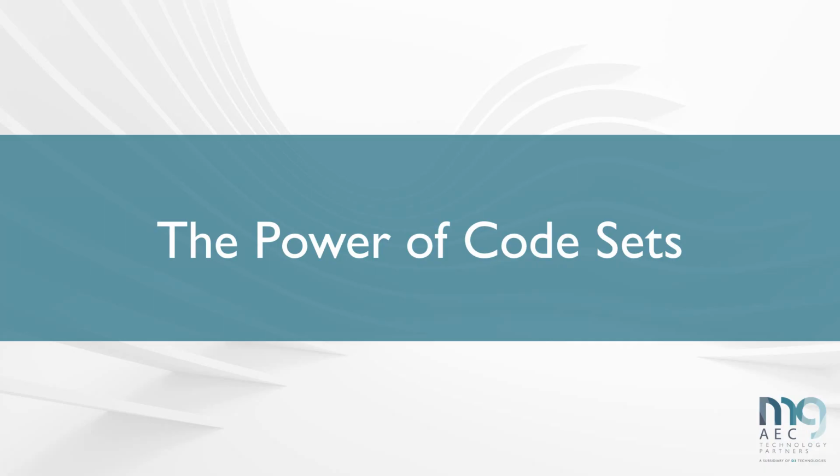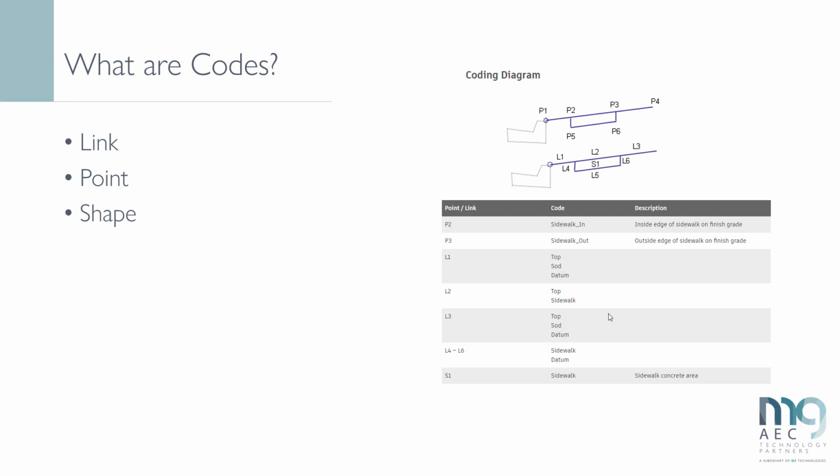So anyways, today we're going to be talking about code sets, the power of code sets. But first we need to know, what are codes? When we think of codes or code sets, what we're really talking about is all of the pieces of subassemblies. If you're familiar with what subassemblies are, you know that we've got various codes in subassemblies. The example I have on the screen here is just for the urban sidewalk. We've got point codes, we've got link codes, we've got shape codes.